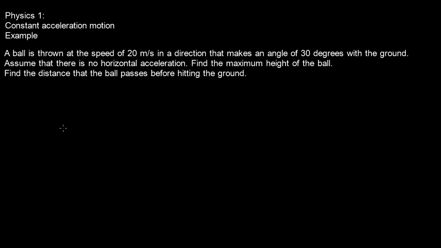This is Physics 1 course. In this video, I will solve an example on constant acceleration motion. A ball is thrown at the speed of 20 meters per second in a direction that makes an angle of 30 degrees with the ground.